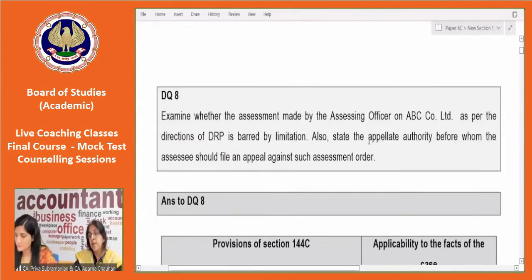Also state the appellate authority before whom the assessee should file an appeal against such assessment order. Now, what is said, whether barred by limitation, means whether the various time limits have been complied with. That's what they want you to check. And these are based on the provisions of 144C, where the DRP issues directions and the assessee can file the objections before the assessing officer. Now, we have to see how the provisions of 144C apply to the facts of this case.